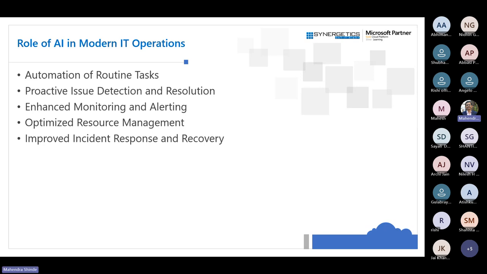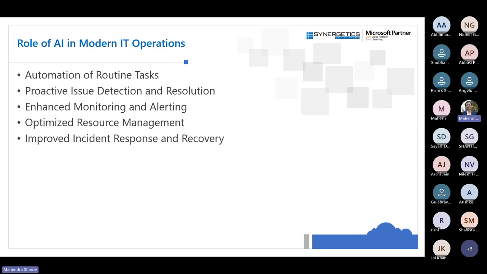This is the point I was discussing. Whenever an issue occurs, the system already knows what to do. Like if an order has failed, you have to return the amount paid to the customer. So your system already knows about it. This is AI in operations, artificial intelligence. Artificial intelligence knows what to do if these types of issues occur.